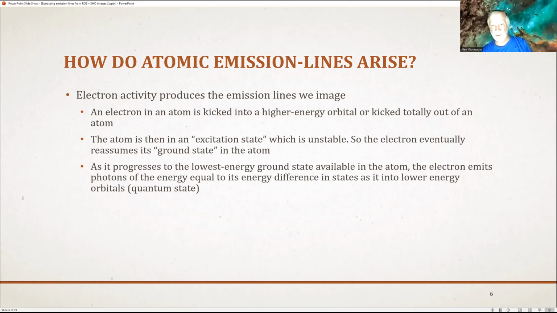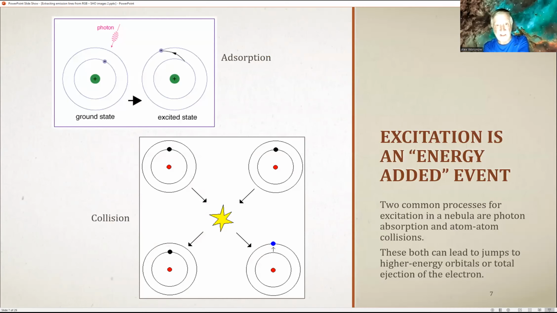And as it does so, it releases energy, and that energy is in the form of a photon. The energy or wavelength of the photon depends on how large the transition was. Was it all the way into the ground state of the atom, or was it part way down? We'll show a little bit of that in the next slide.